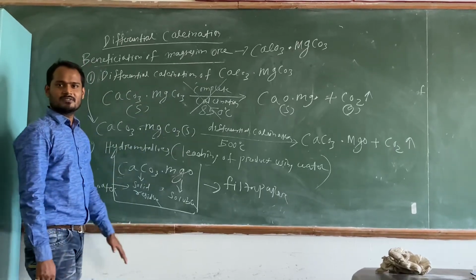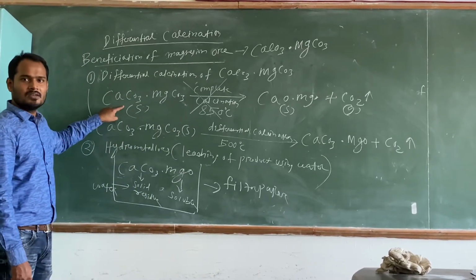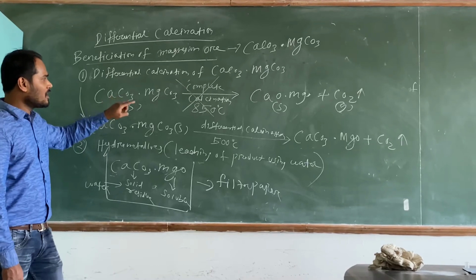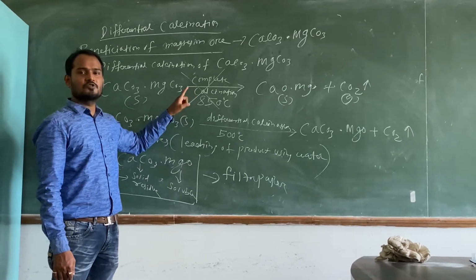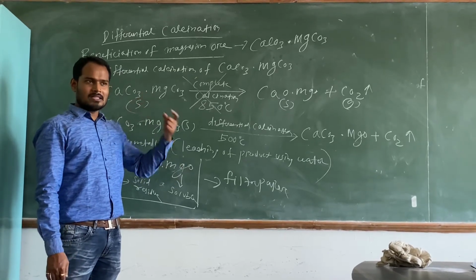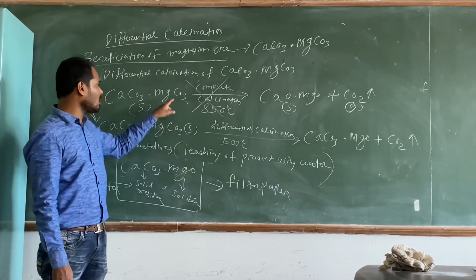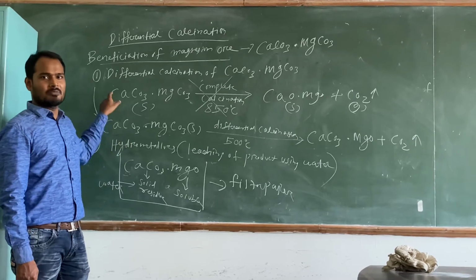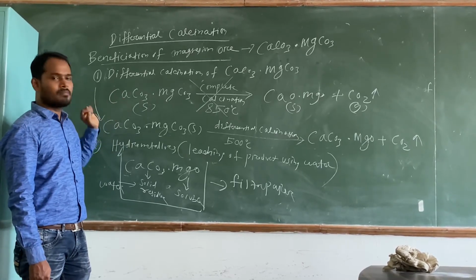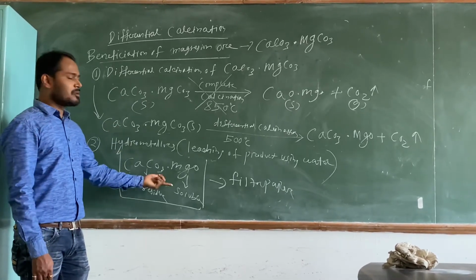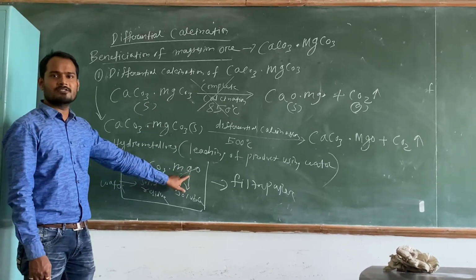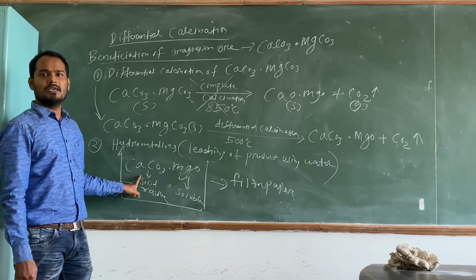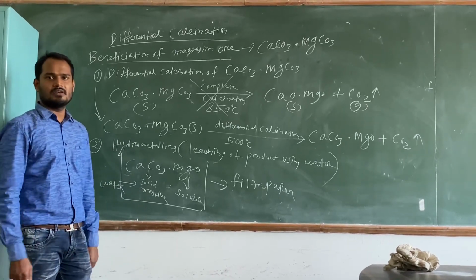So this is the process. The first step is differential calcination. The differential calcination temperature should be chosen very carefully, below the decomposition temperature of the higher-temperature carbonate, this one, right? Then the next step is hydrometallurgy. In hydrometallurgy you have to remember the oxide part will be soluble and the carbonate part will be insoluble, so you can separate them easily.